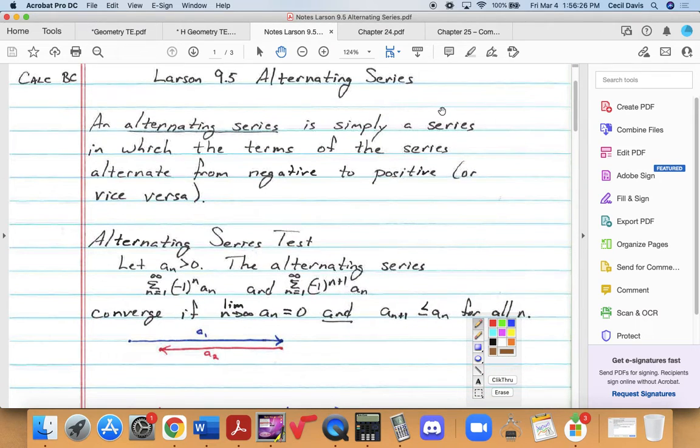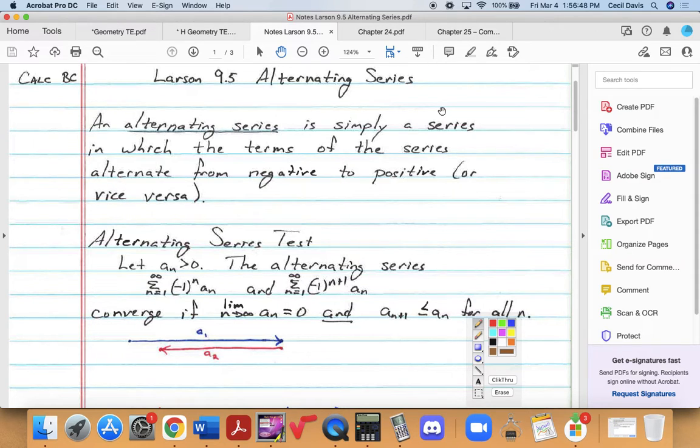All right, alternating series. So alternating series, honestly, are one of the series that is most likely to converge. Okay? It's sort of the default position. It's probably going to converge.